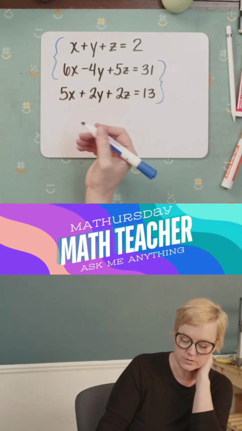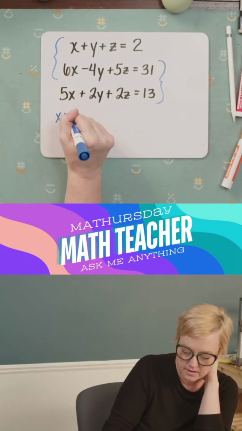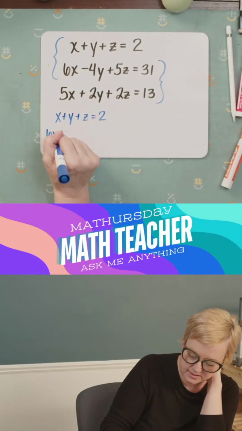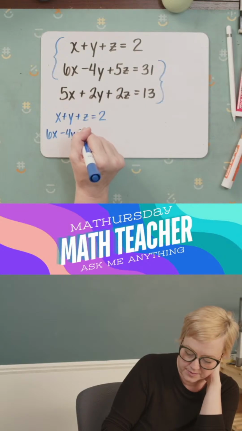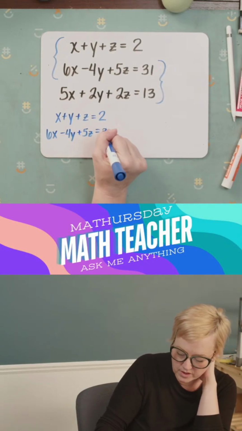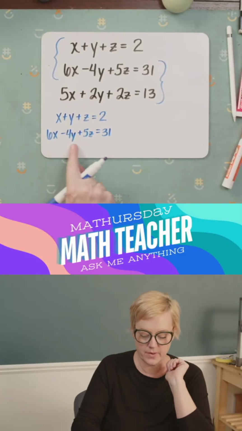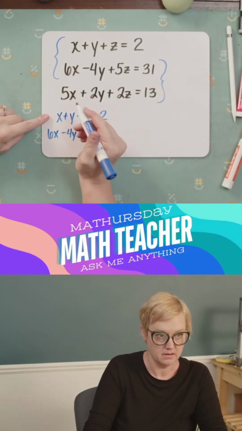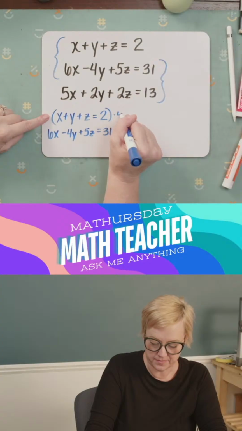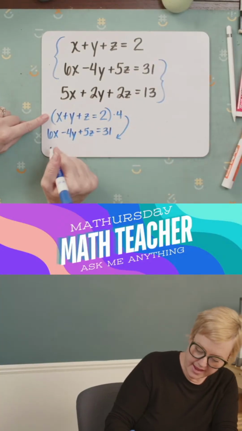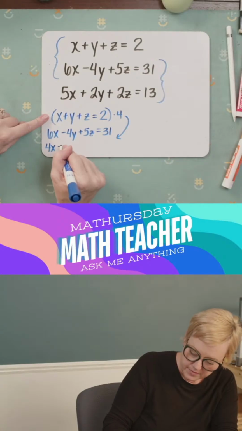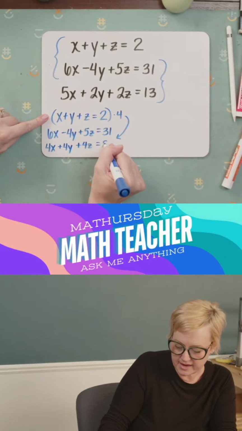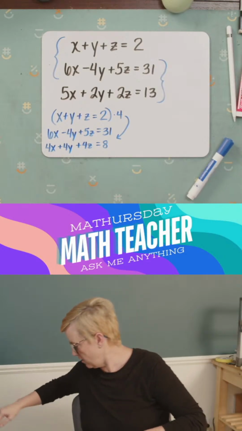Okay, so I'm going to start with this one. So I've got x plus y plus z equals 2, and 6x minus 4y plus 5z equals 31. I'm not going to do anything to this one, but what I'm going to do to this one is I'm going to multiply this whole thing by 4. I'm going to bring it down here, and I get 4x plus 4y plus 4z equals 8. And I'm going to add these together to solve by elimination.